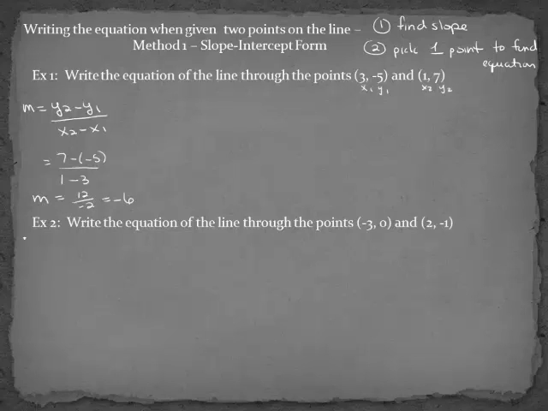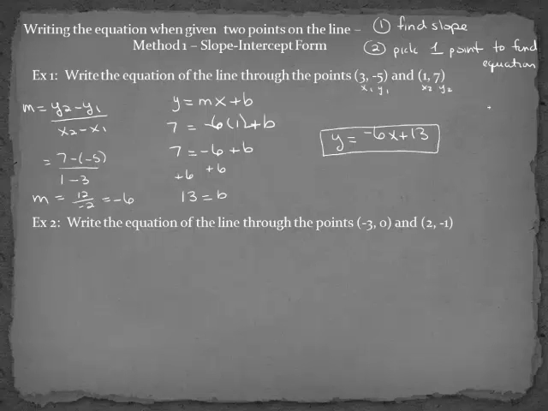Once I have my slope, I can then pick either point. It doesn't matter which, I will get the same answer. So I'm going to go ahead and pick 1 and 7, and I can plug that into my slope-intercept form. So I get 7 is equal to -6 times 1 plus b. So 7 is equal to -6 plus b. I'll add 6 to both sides, and I get 13 as b. And so my equation is y is equal to -6x plus 13.